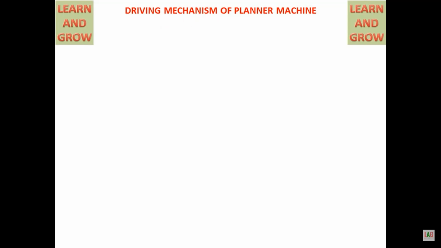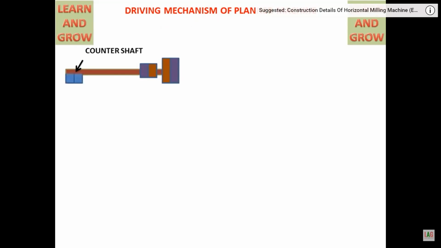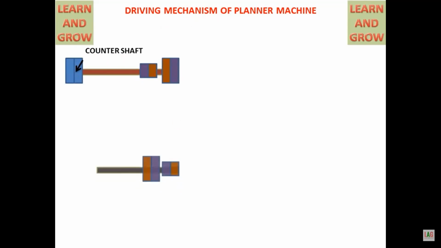How the table reciprocates. So first, I have placed a counter shaft, and to this counter shaft I have attached two pulleys, okay. One small pulley and a second, larger pulley, and on the other end I have attached another pulleys, okay. And at the bottom I have a shaft. To this shaft I have attached two larger pulleys and two smaller pulleys.